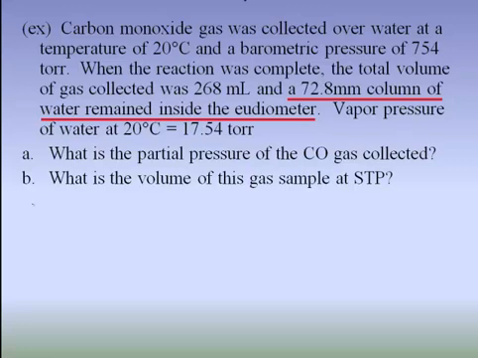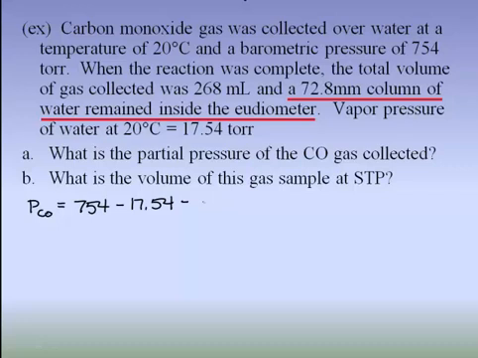To calculate the pressure of the carbon monoxide gas, we'll start with the atmospheric pressure of 754 torr. We'll take out the water vapor pressure, which is given as 17.54 torr. And then we also need to subtract out the pressure represented by the column of water. To do that, we take those millimeters of water and divide it by the density of mercury.